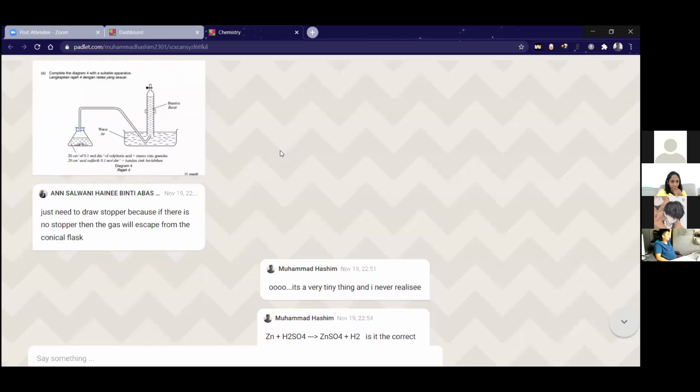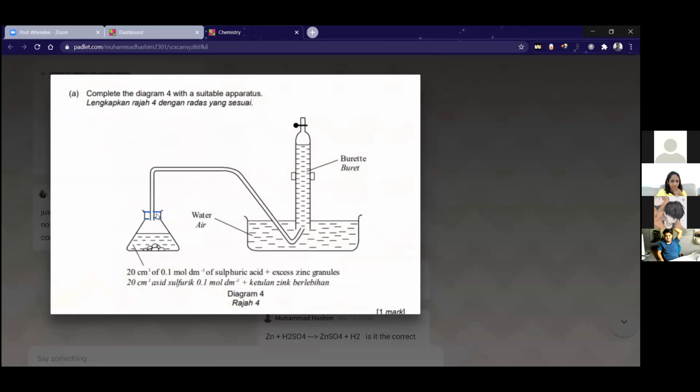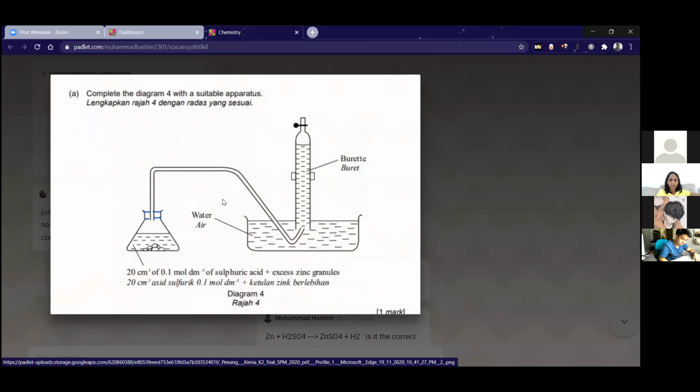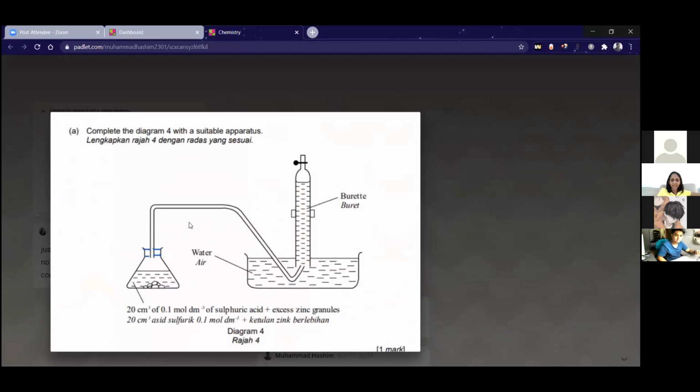I don't know the word, but don't close the delivery tube. Okay, but there's another mistake here. Not a mistake, something that you must add on. Make it bigger, Hashim. Okay, can someone point out what else they must add to the stopper?